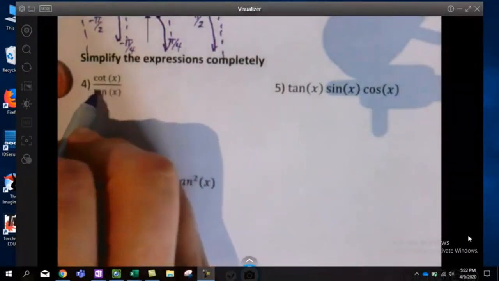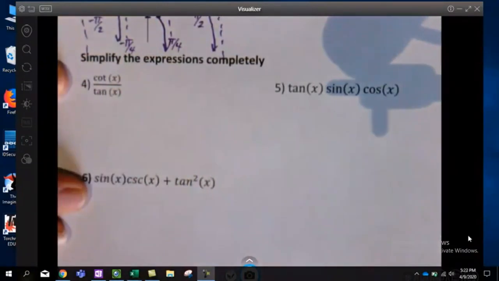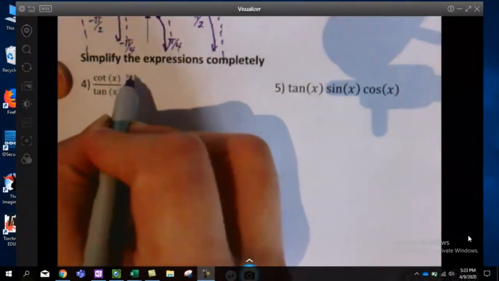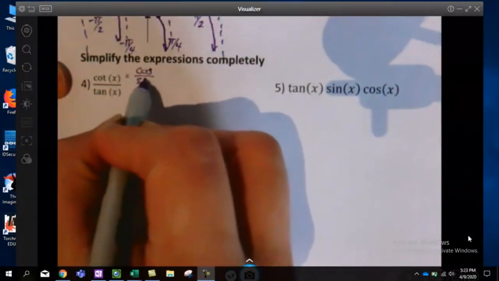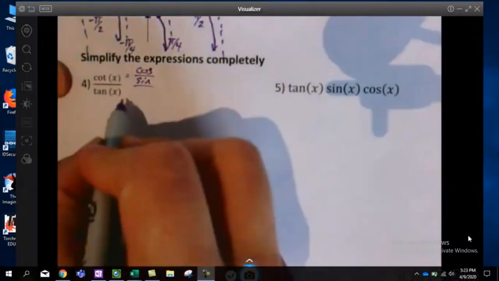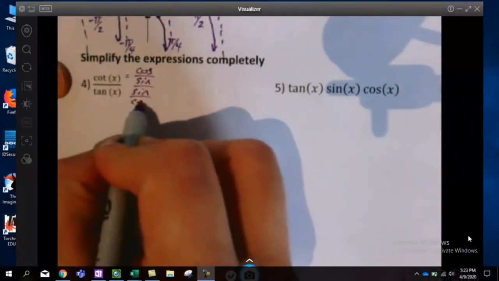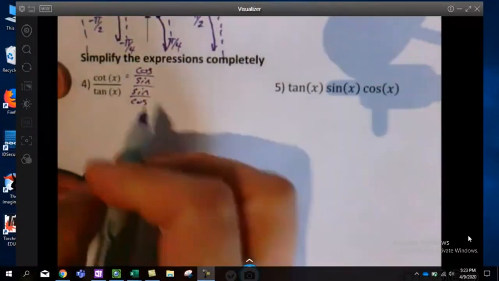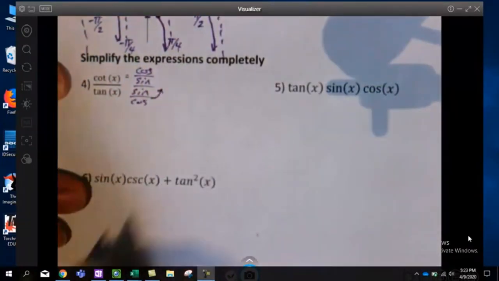But if you have that trig identity worksheet with all those identities written up at the top, you should have the definition for cotangent, that is cosine over sine. And the tangent definition is sine over cosine. Now there is more than one definition for cotangent and tangent. This is the one that I think is the most direct.